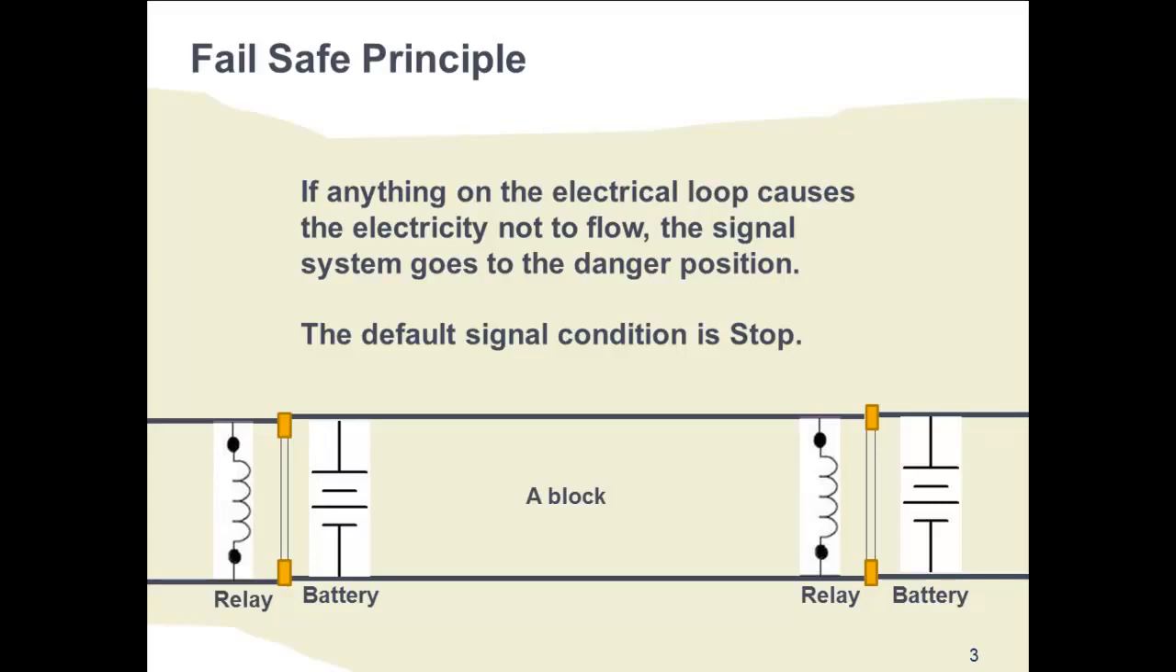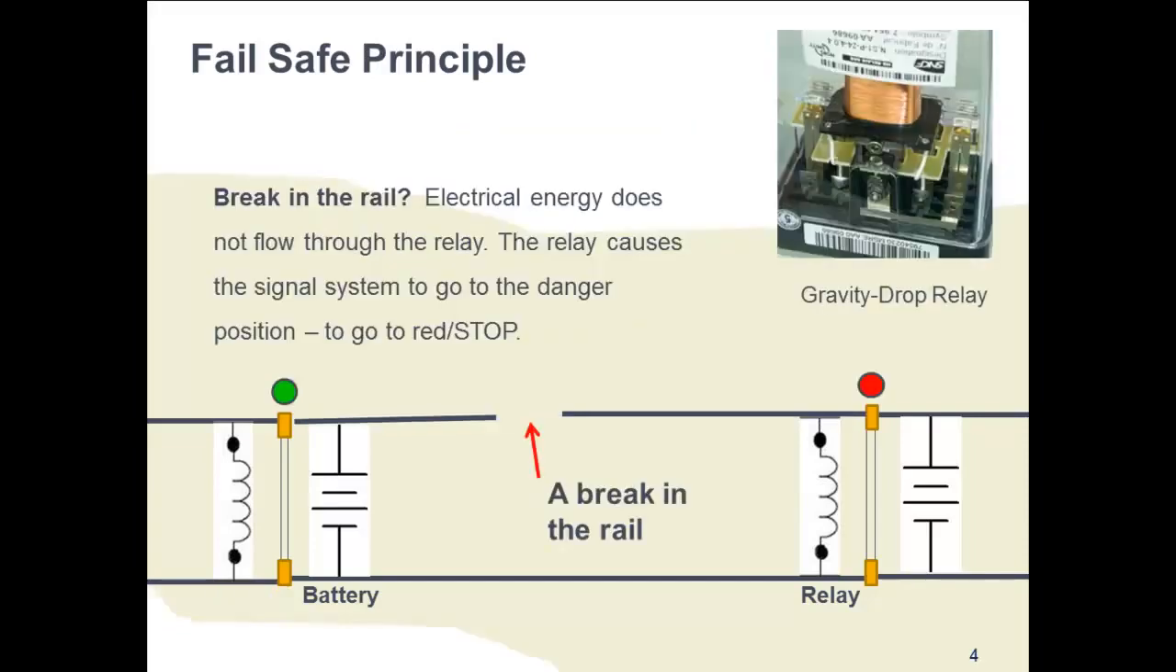Under the fail-safe principle, if there's a break in the flow, no current gets to the relay, which will change the signals to red. So if anything causes the electricity not to flow, the signaling system changes to red or stop to prevent trains from entering the block where the break occurred.